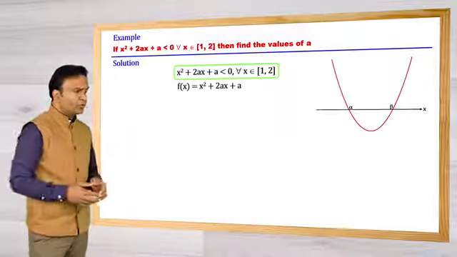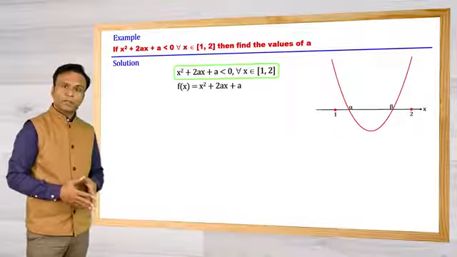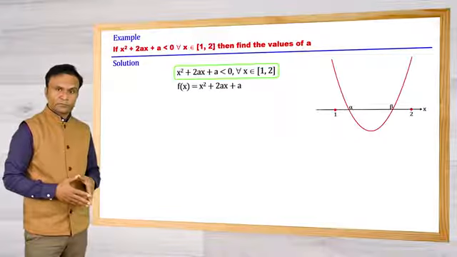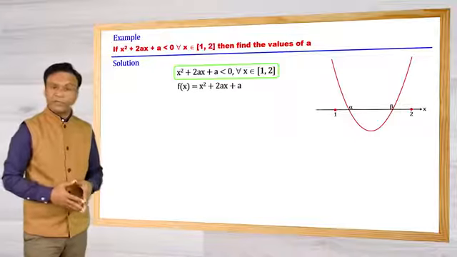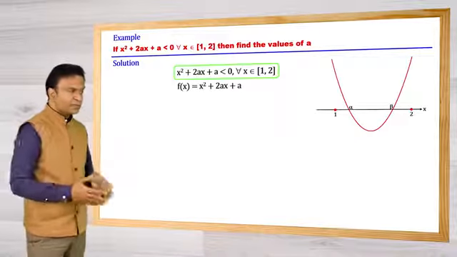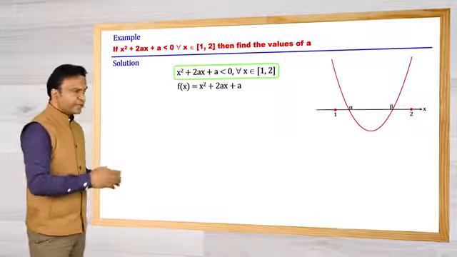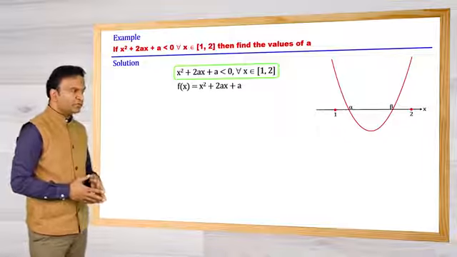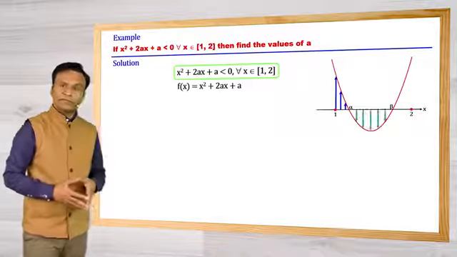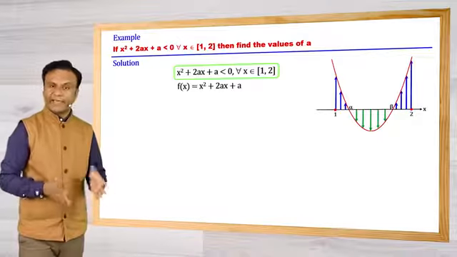Let me put 1 and 2 here. Now tell me, is this possible? Because we want the function to be negative for all x belongs to 1 to 2. In that case, are these possible locations for 1 and 2? You can check between 1 and alpha, the value of the function is positive. Between alpha and beta, the value of the function is negative, and between beta and 2, the value of the function is again positive.